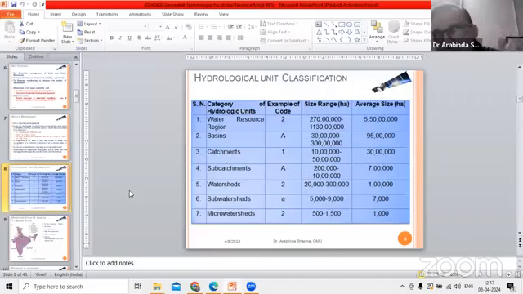So if you want to define the catchment, if you want to study the hydrological cycle for a channel or a system which is spreading from Gangotri to the Bay of Bengal, it will encompass a very large area. ये बहुत ही बड़े एरिया में होगा.